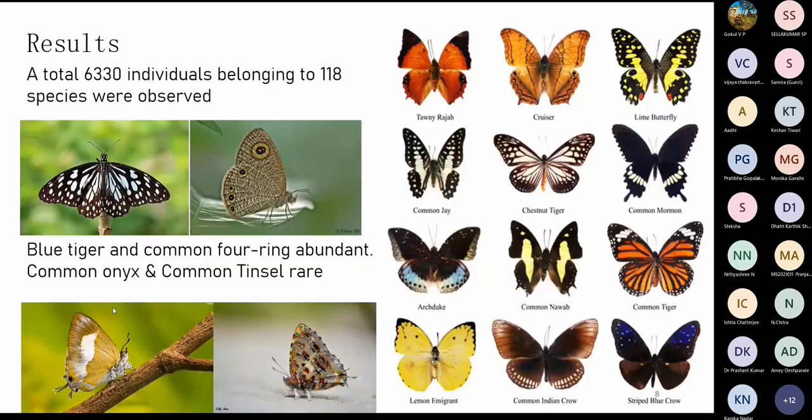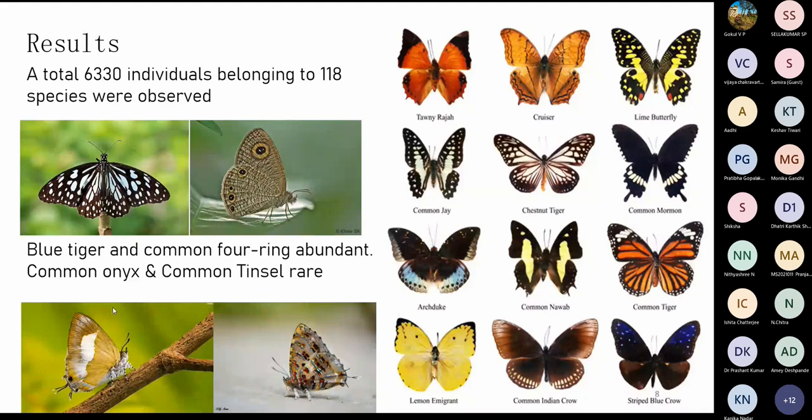So moving forward to the results, we found a total of 6,330 individuals belonging to 118 species. In Western Ghats, there are about 220 different species of butterflies. Many of them are endemic, that is, they are found only in the Western Ghats and nowhere else in the world. And we almost got to see more than 50% of species.